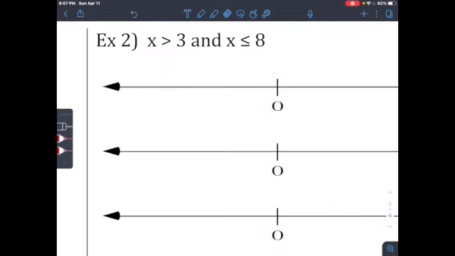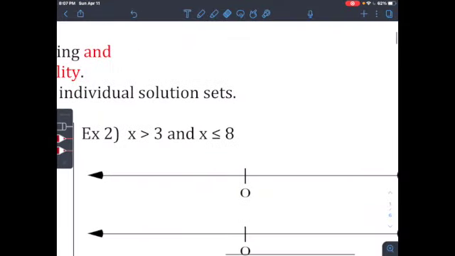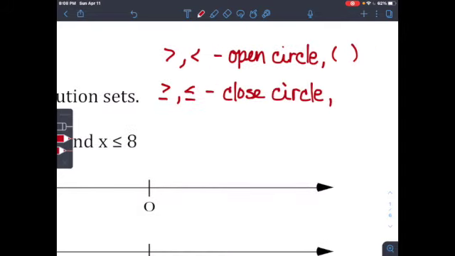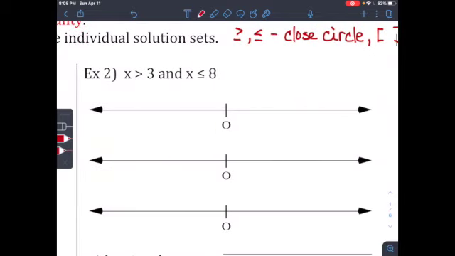For example 2, there's a couple of things I would like to review. First, what is a greater than or less than symbol? You use an open circle or parentheses. And greater than or equal to, or less than or equal to, is a closed circle, and then we use brackets. I'm going to graph example number 2. So x is greater than 3. I'm still going to use the parentheses and brackets. The open circle is going to be a parenthesis at 3, and then it goes this way, and the other is a bracket, and it goes smaller.